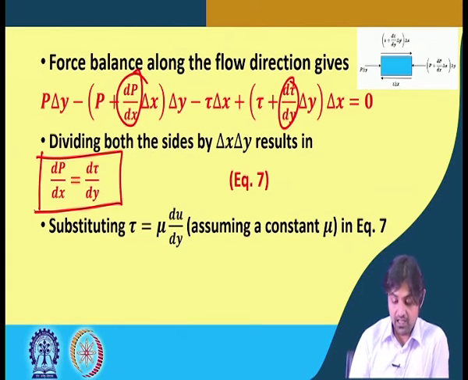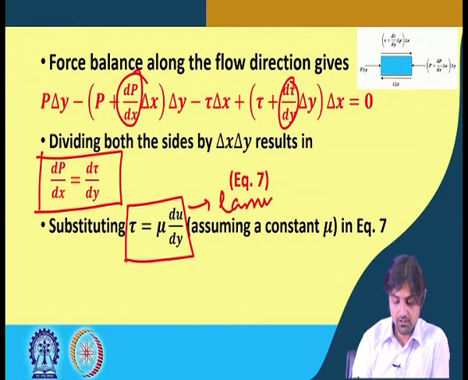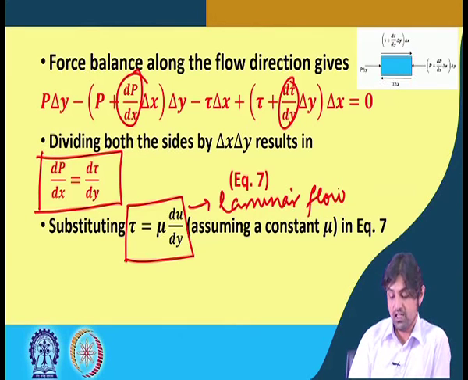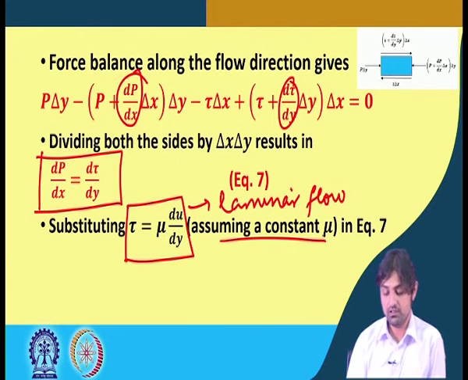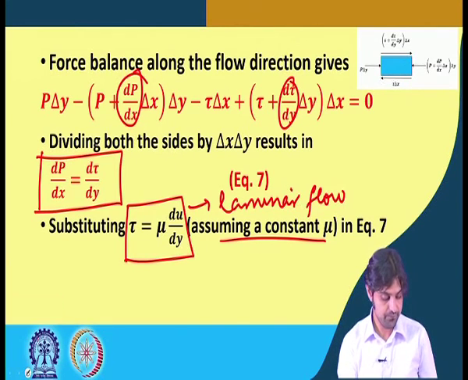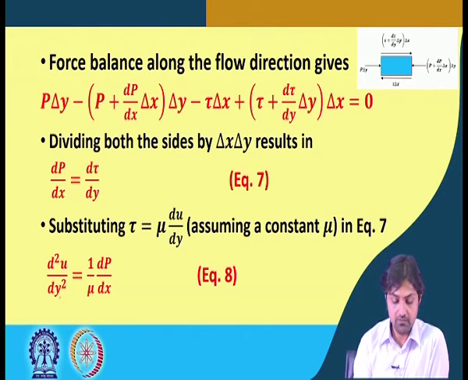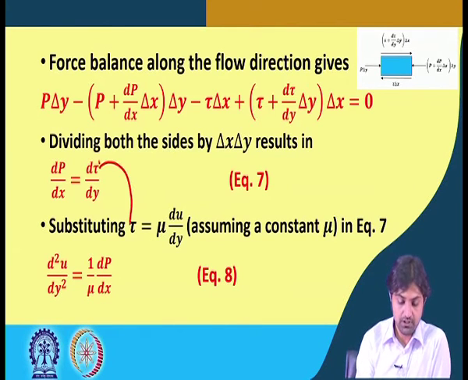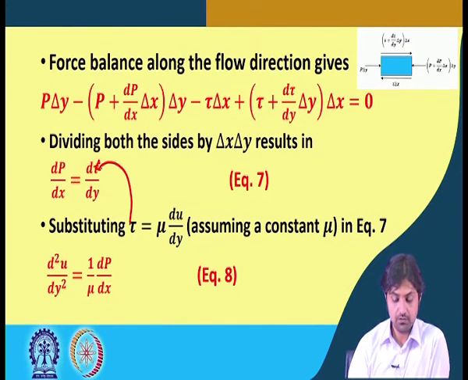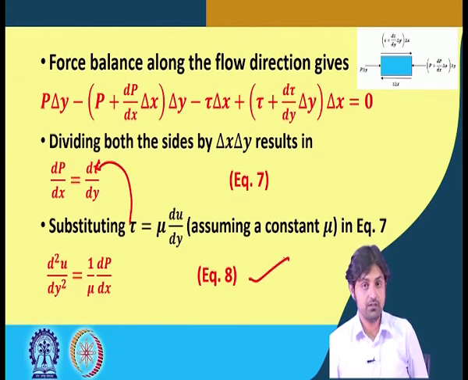Now, this is again a laminar flow assumption. And we will also assume that mu, the viscosity, is constant. So it will be d square u by dy square is equal to 1 by mu dP/dx. This is the equation that we get after we put this in. This is equation 8.